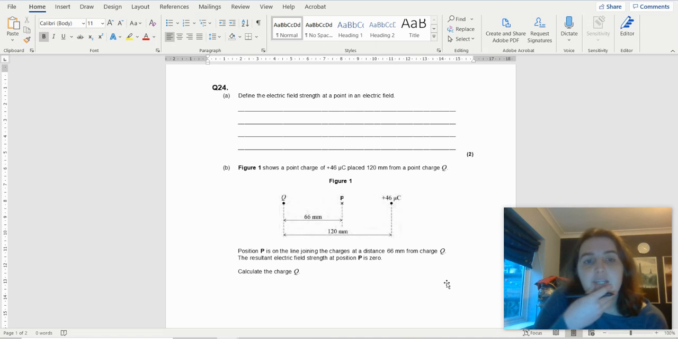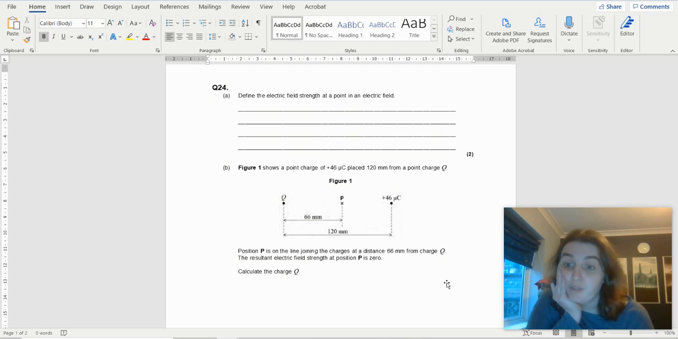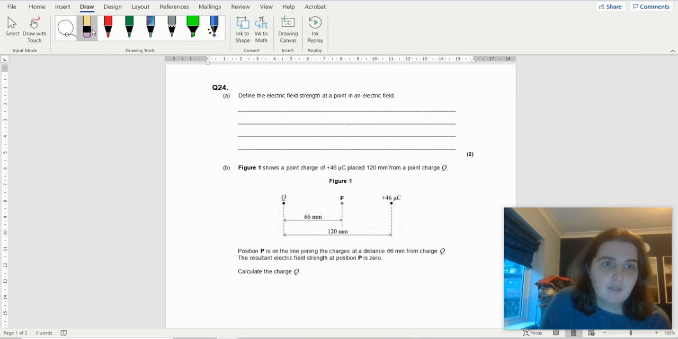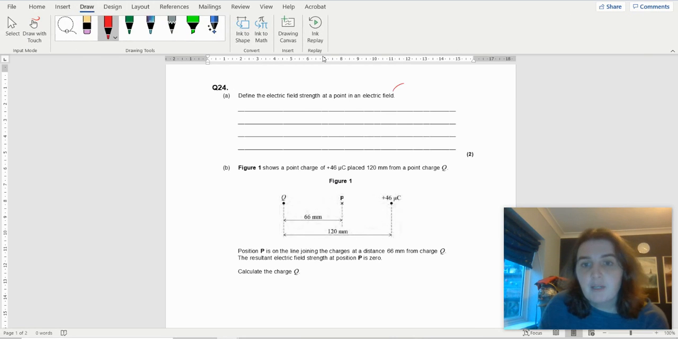So it says here, question 24, define the electric field strength at a point in an electric field. So the definition, of course, of any electric field, may it be radial or uniform, is E equals F over Q. So electric field strength is force per unit charge.